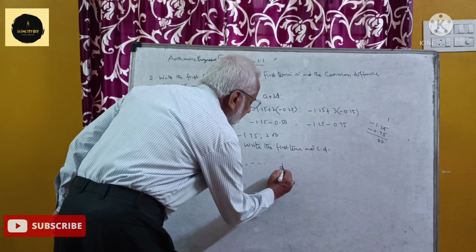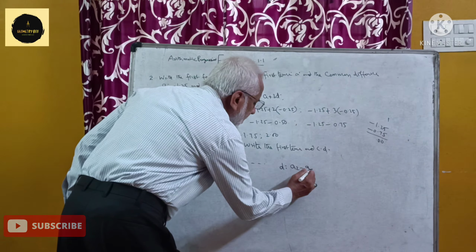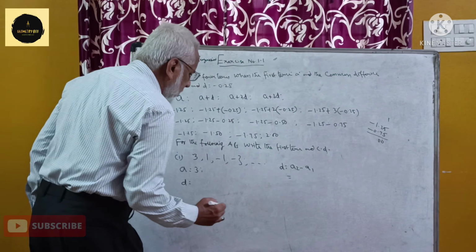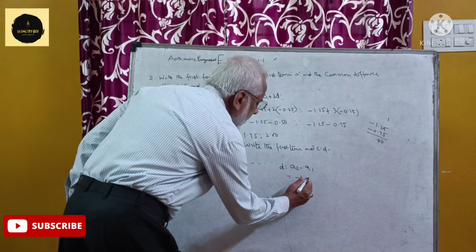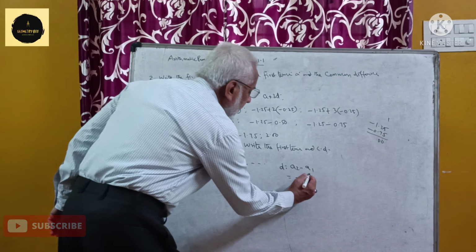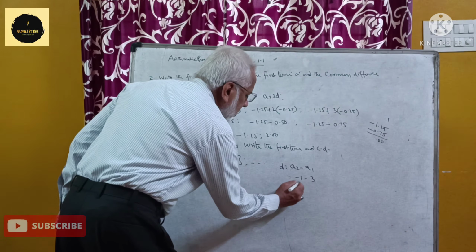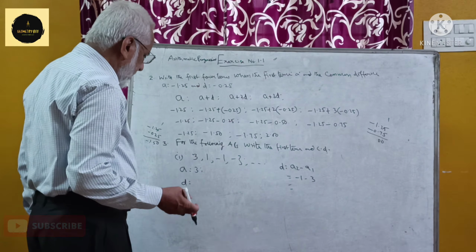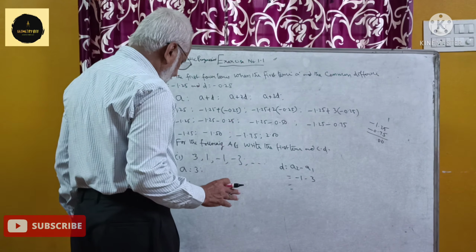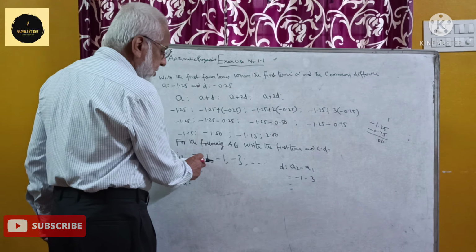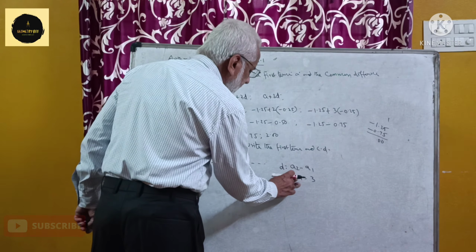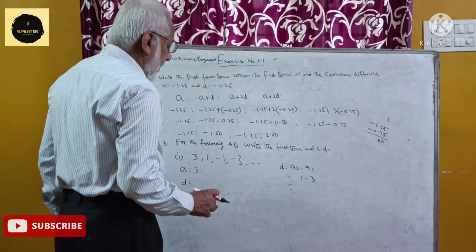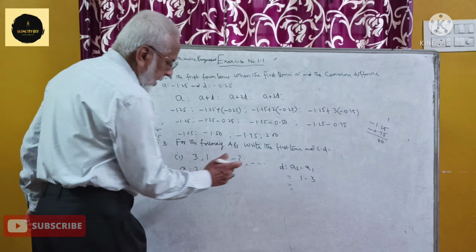So we know the formula to find out the common difference. D is equal to A2 minus A1. What do you mean A2? Minus 1. Minus of A1 is 3. A1 is 3. So what you are observing? Minus 1, minus 3. They are having the same sign. Better to add. A2 is 1. And then A1 is 3.